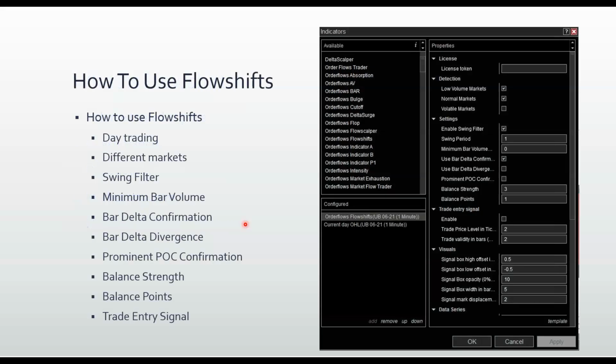Now, in using the Flowshifts, how do you really use it? You want to be using it for day trading, right? It's not something that you're going to be looking at to buy and hold a position for a few days. I mean, you can hold a position for a few hours. There's ways to use it for swing trading, but really you're not going to be holding it from Tuesday to Thursday, right? You're in and out, preferably on the same day.